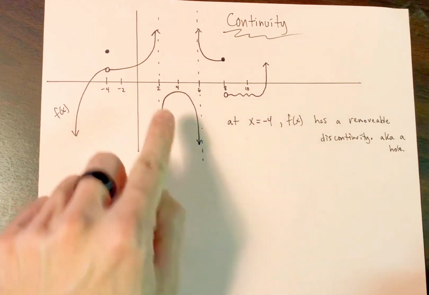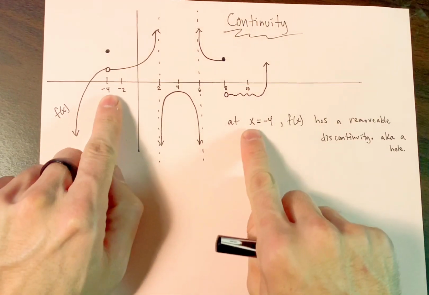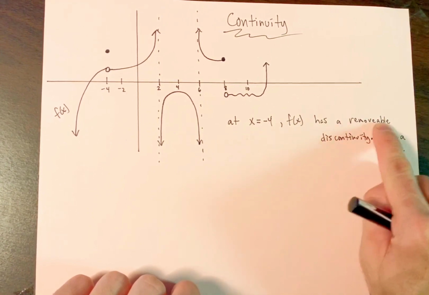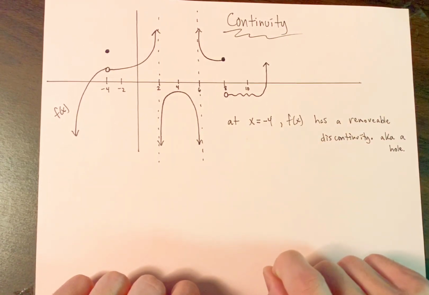So I decided to name this function f of x. And at x equals -4, f of x has a removable discontinuity. I may have misspelled that. I'm not an English major, I'm a math major.